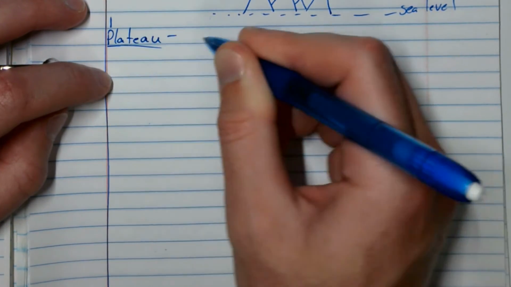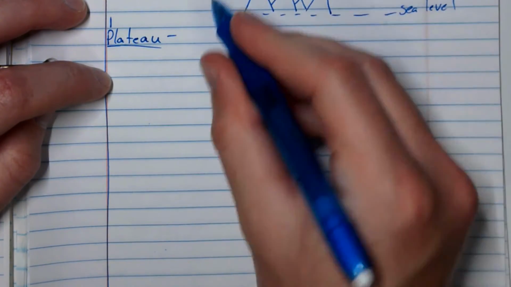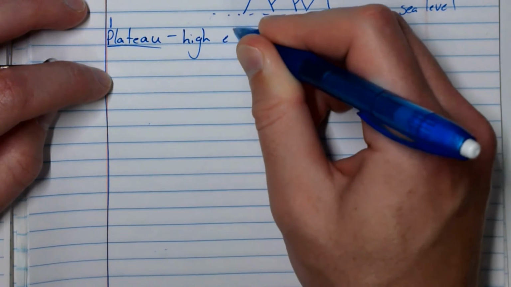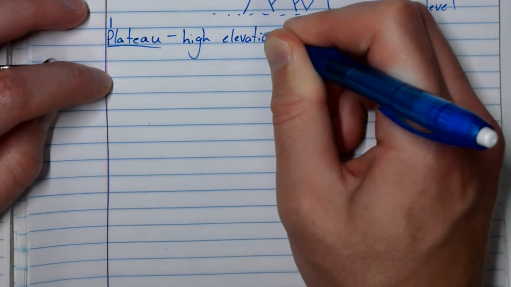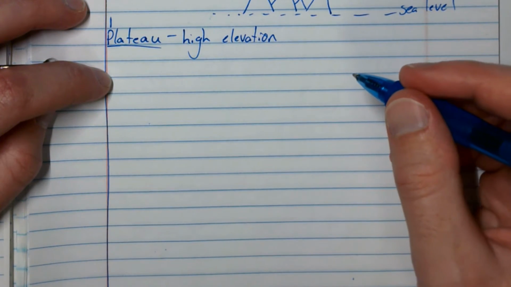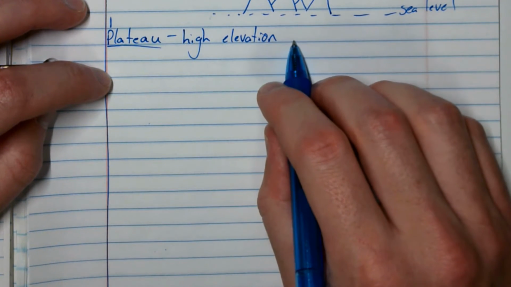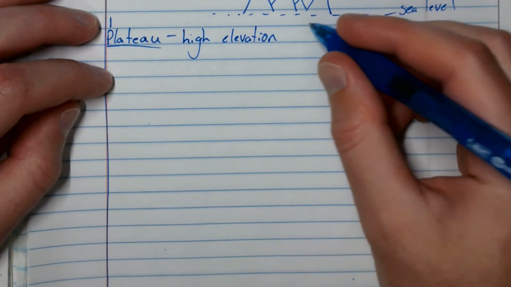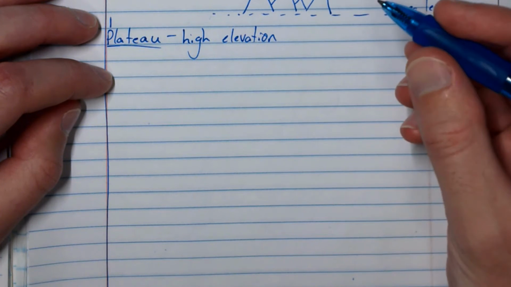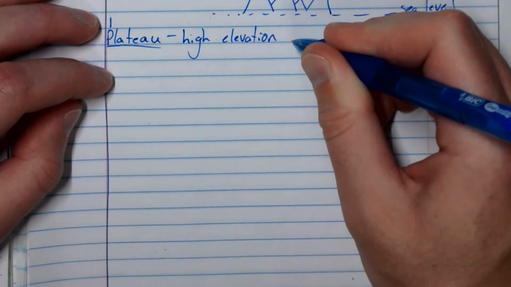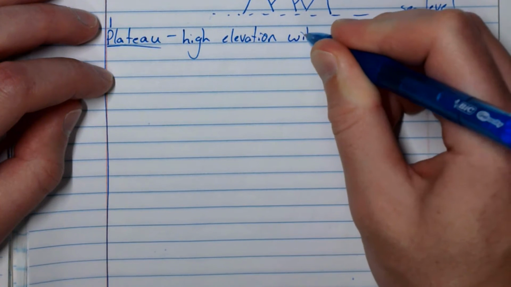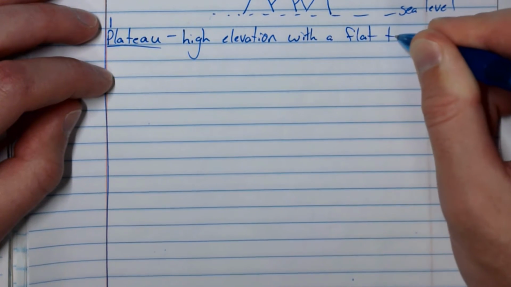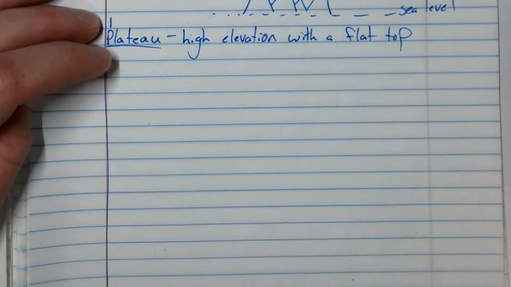E-A-U, the plateau. So a plateau is going to have a high elevation, meaning it's tall, but it's going to have a flat surface, or like a low, with a plane, maybe, or let's just say with a flat top. I like that. High elevation with a flat top.